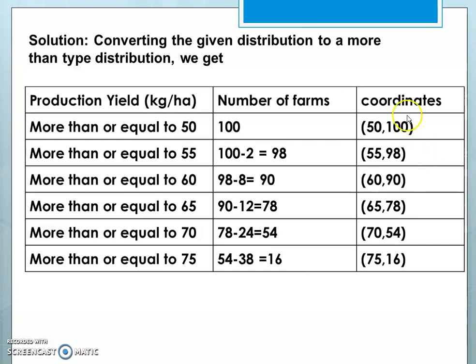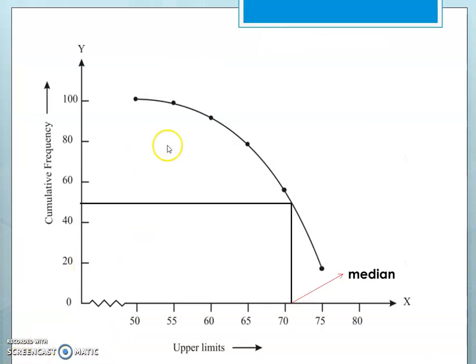And the coordinates you will write down. The x coordinates will be all the lower limits, and the y coordinates will be the cumulative frequencies which you have obtained in the second column. So 50, 100; 55, 98; 60, 90; 65, 78; 70, 54; and 75, 16. These are the coordinates obtained. Now after plotting the coordinates, you will get a curve of this type.